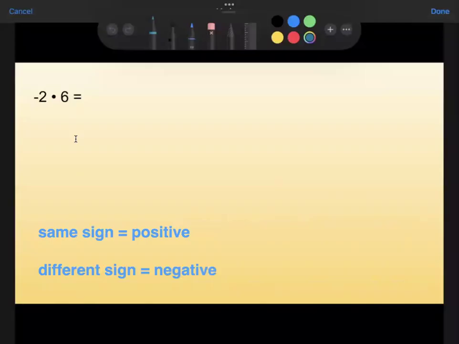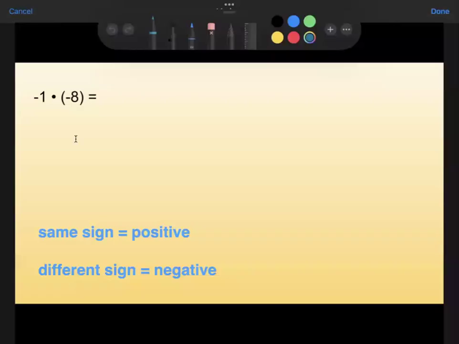So in this one, we have -2 times 6, which means we have different signs. So we already know that that's going to be a negative answer. Then all that's left for us to do is to multiply 2 times 6, which is 12. So our final answer here is -12.